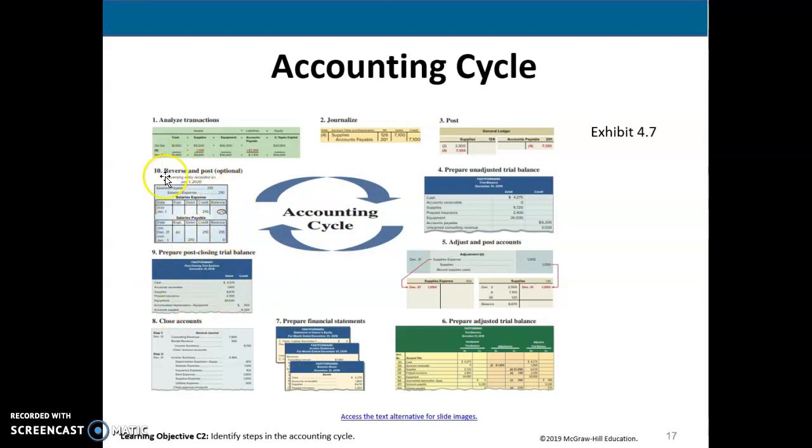Step 10 that they list here is in the appendix. It's reversing entries, which we don't go into in accounting 1. That's more of an intermediate accounting kind of situation. But steps 1 through 9 are what we are going to see in our accounting cycle on a regular basis.